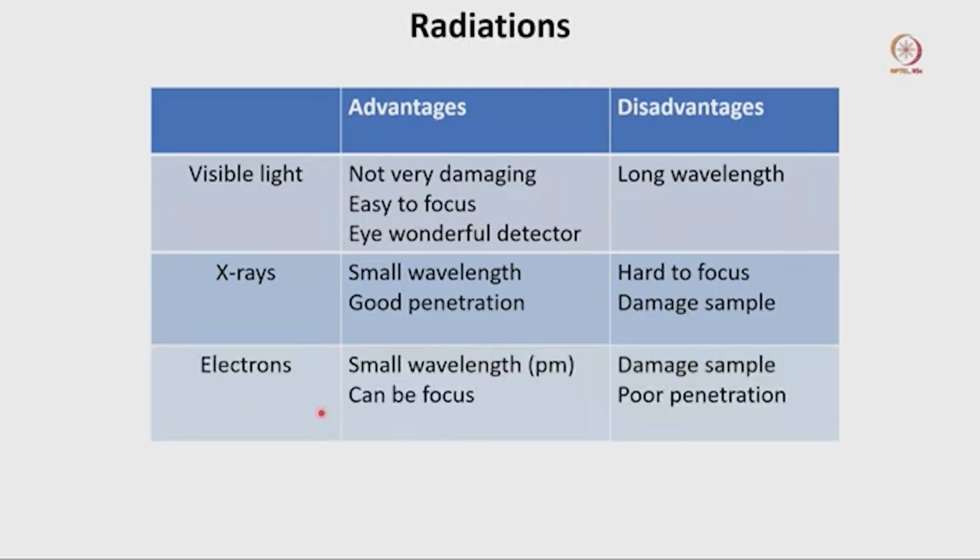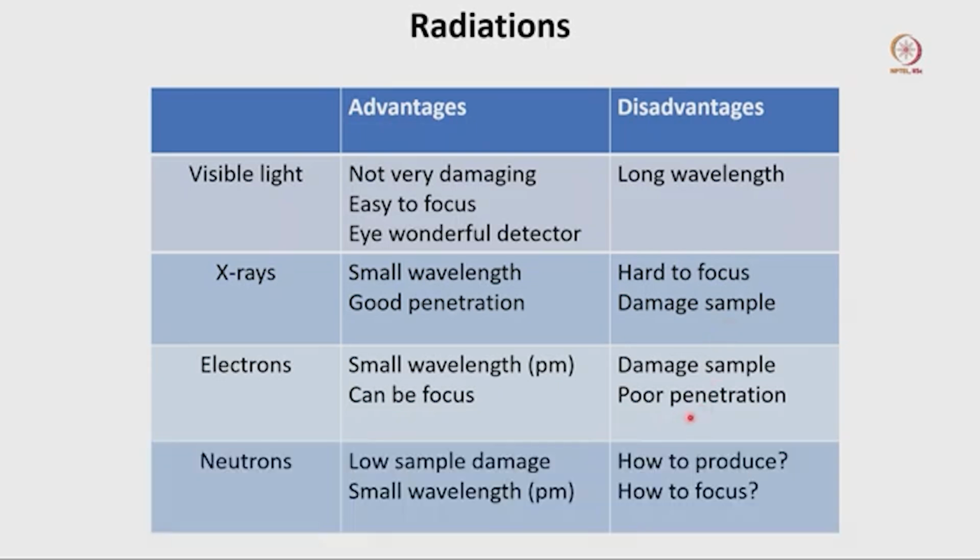Next comes the electron. The small wavelength, in the picometer range, can be focused, but it is damaging to the sample like X-ray, and has poor penetration power. Next come neutrons, with low sample damage and small wavelength in the picometer range, but we are not very sure how to produce and how to focus them.